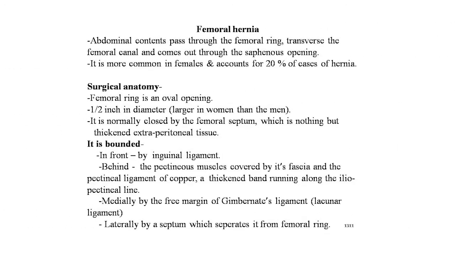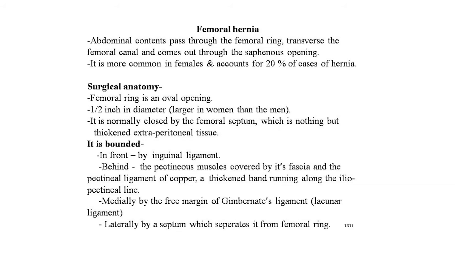Now the last point of this lecture is the femoral hernia. In this type of hernia, abdominal contents pass through the femoral ring, traverse the femoral canal and come out through the saphenous opening. It is more common in females and accounts for 20% of cases of hernia.